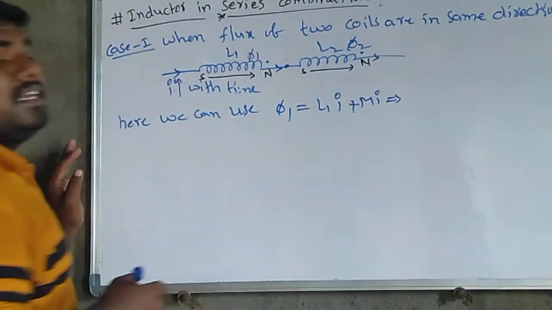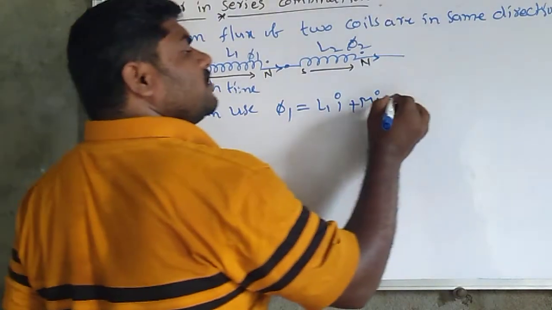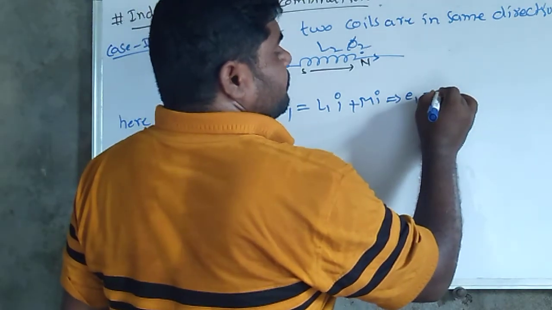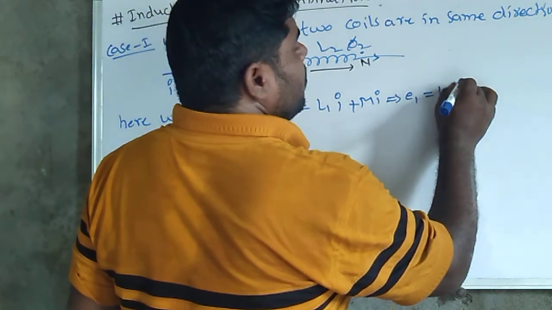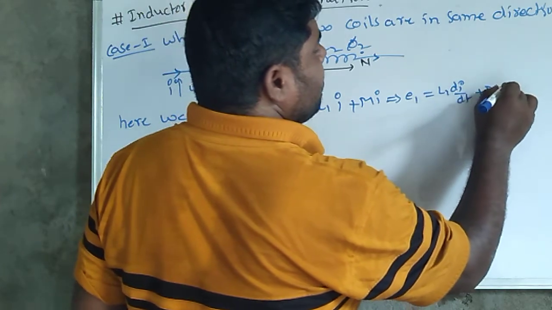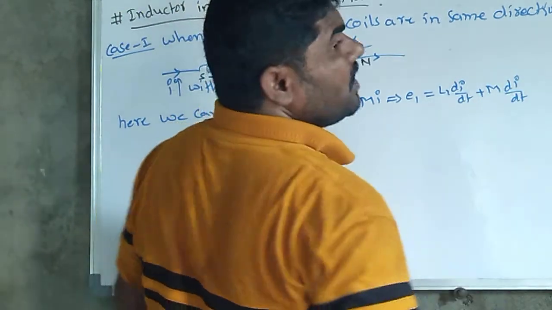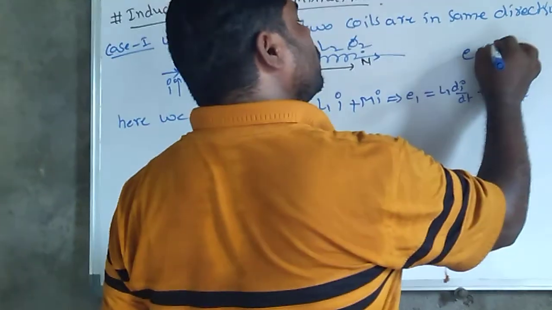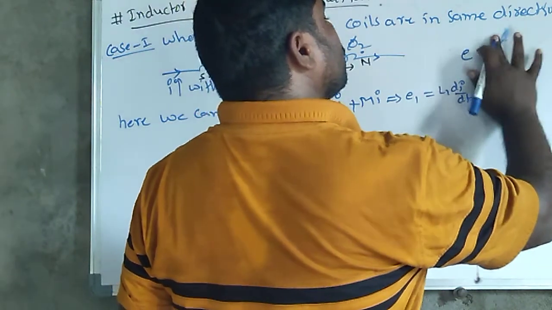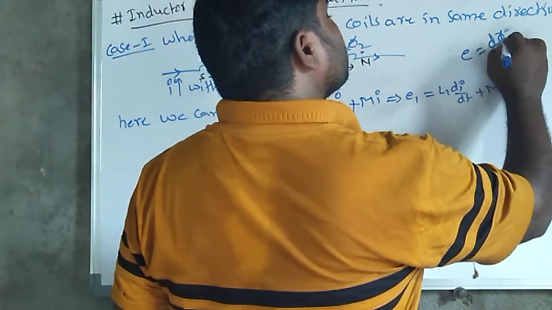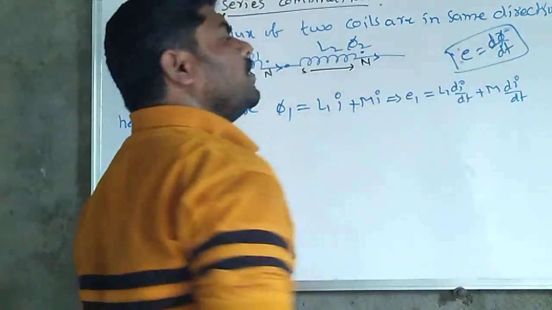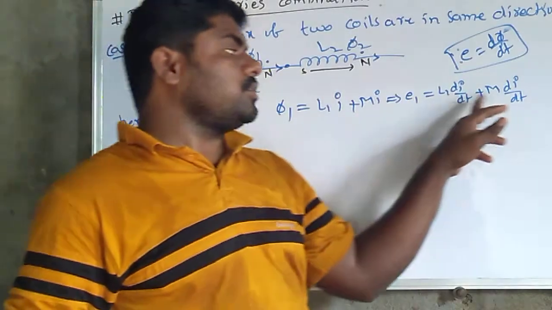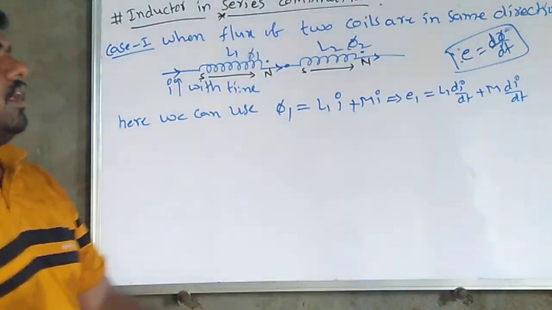That implies the EMF E1 is equal to L1 into di by dt plus M into di by dt, which is equal to d phi by dt, according to Faraday's law. In this situation the inductor L1 is constant and the mutual inductance M is also constant, that's why I wrote it like this.